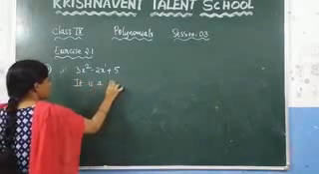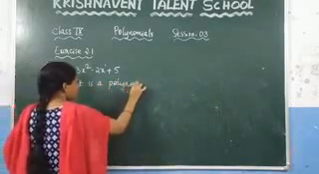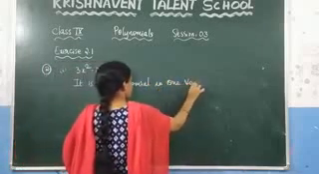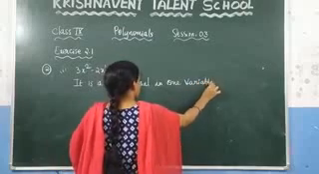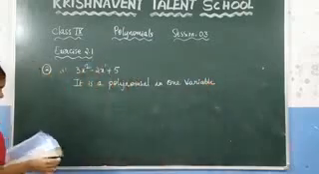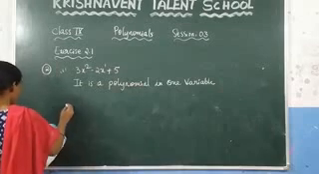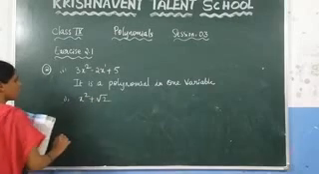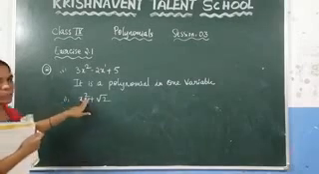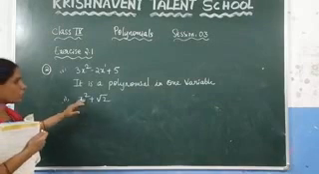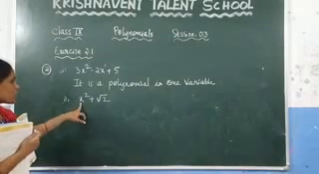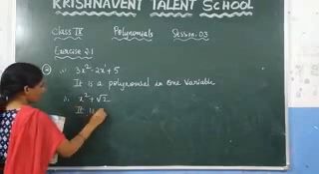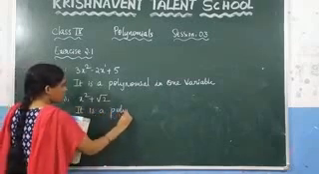So write it here. It is a polynomial in one variable. Because it involves only one variable, and since the powers are all positive integers, we can say that it is a polynomial. Now see the second question, which is x squared plus root 2. Is it a polynomial? Yes, because here the power is a positive integer. And is it a polynomial in one variable? Yes, because it involves only one variable, which is x. So we can say that here it is a polynomial in one variable.